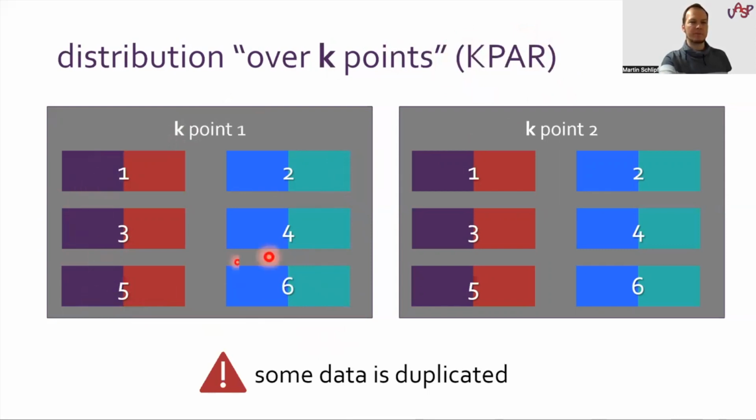You can parallelize over bands, you can use NCORE to parallelize over the FFTs, and then in addition over the K-points. One disadvantage of this approach is that you don't know a priori how many K-points you will have in systems with symmetry. So you might want to run a calculation just until the K-point mesh is generated, and then perhaps stop it again, look at how many K-points you have, and then use that to set your KPAR variable.